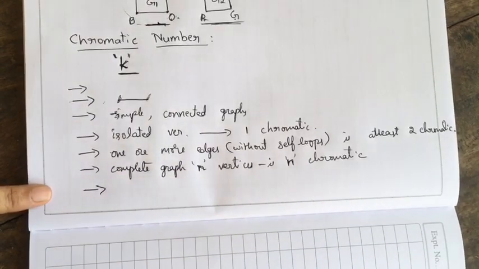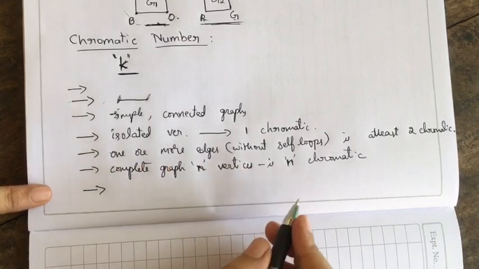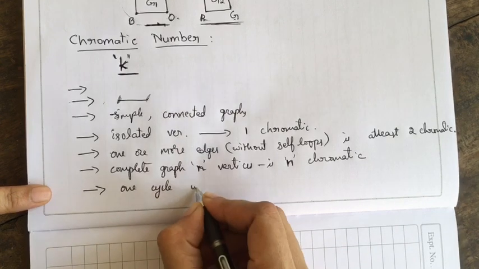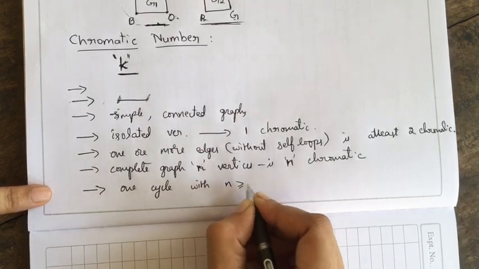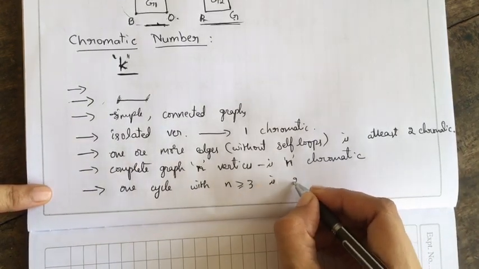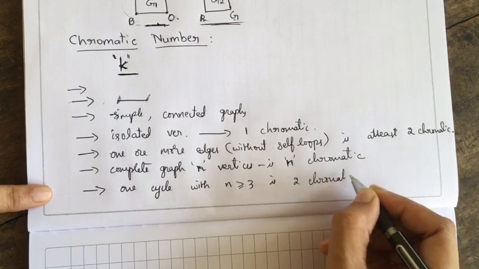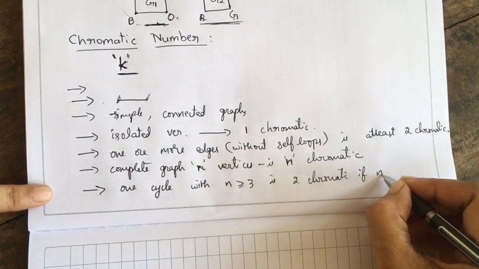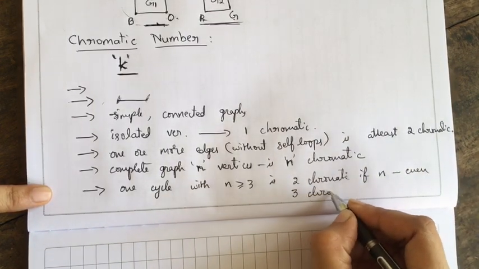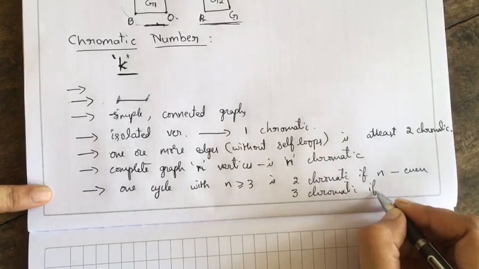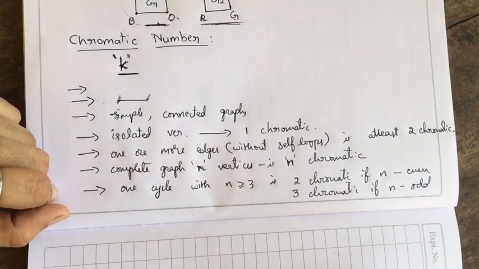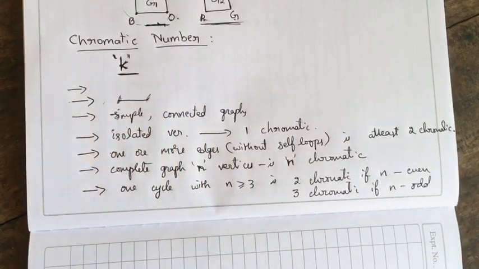And a graph consisting of simply one circuit, say one cycle, with the number of vertices greater than or equal to 3 is two chromatic if n is even, and it will be 3 chromatic if n is odd, where n is the number of vertices. Okay, these things I'll explain with an example now.